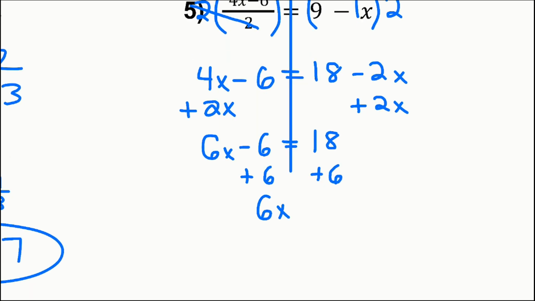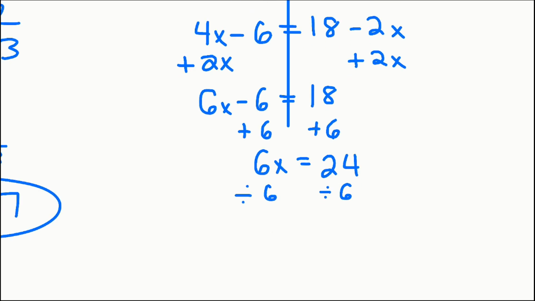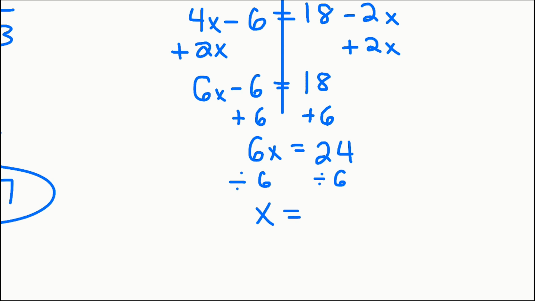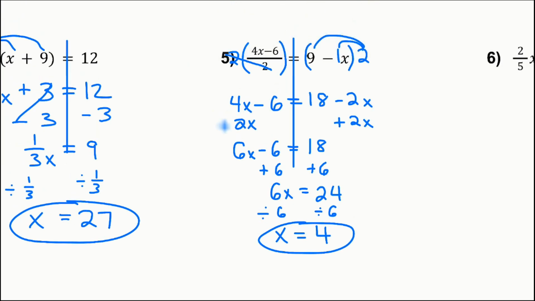6x equals 18 and 6. My brain's not working. 24. Divide by 6. And we get x is equal to 4. Okay, that's a complicated one because of that first step. Like I said, I can help explain that a little bit on Monday.